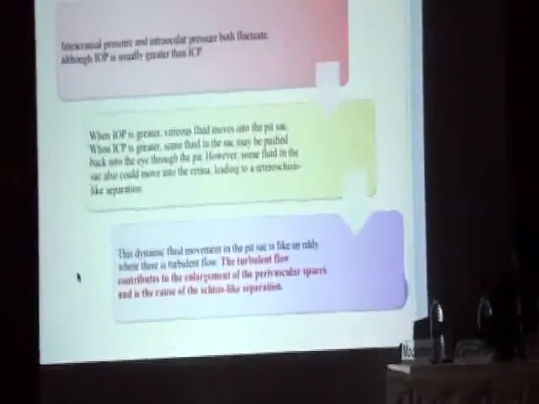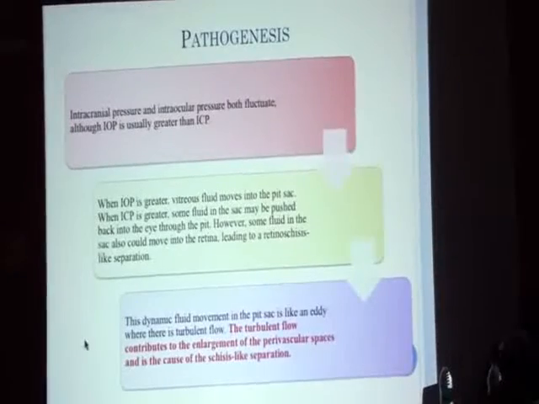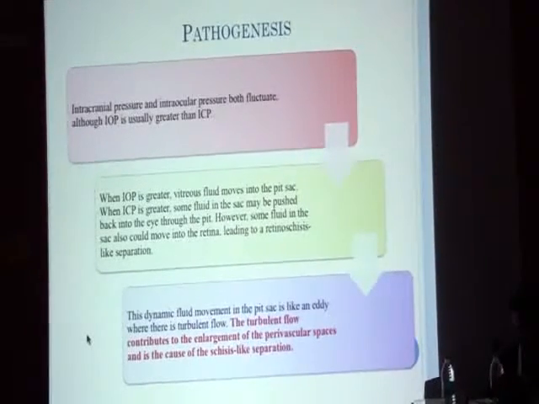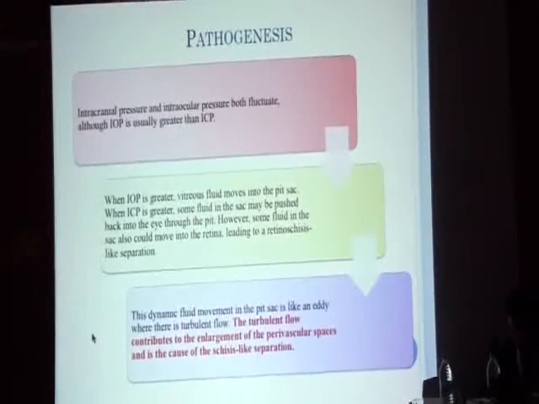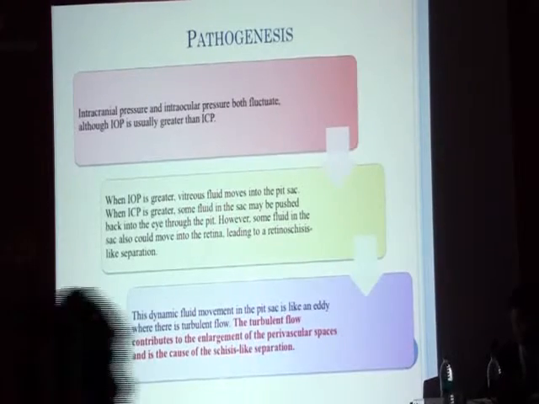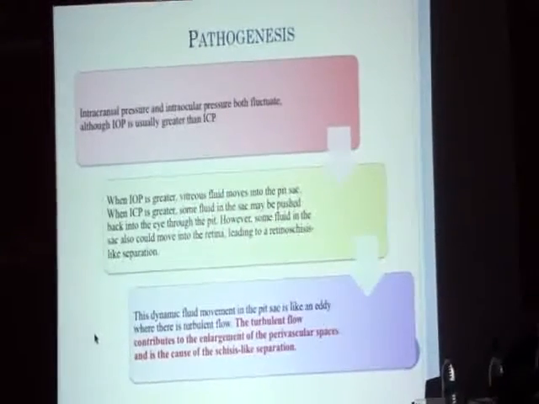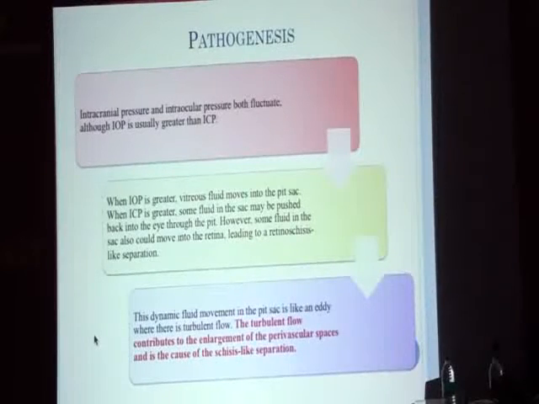So the IOP is usually greater, and therefore the vitreous fluid moves into the pit sac. There is a sac in the region of the pit, which is a defect in the optic nerve, and that's what usually happens. Within the sac there is a turbulent flow, and this turbulent flow contributes to the enlargement.